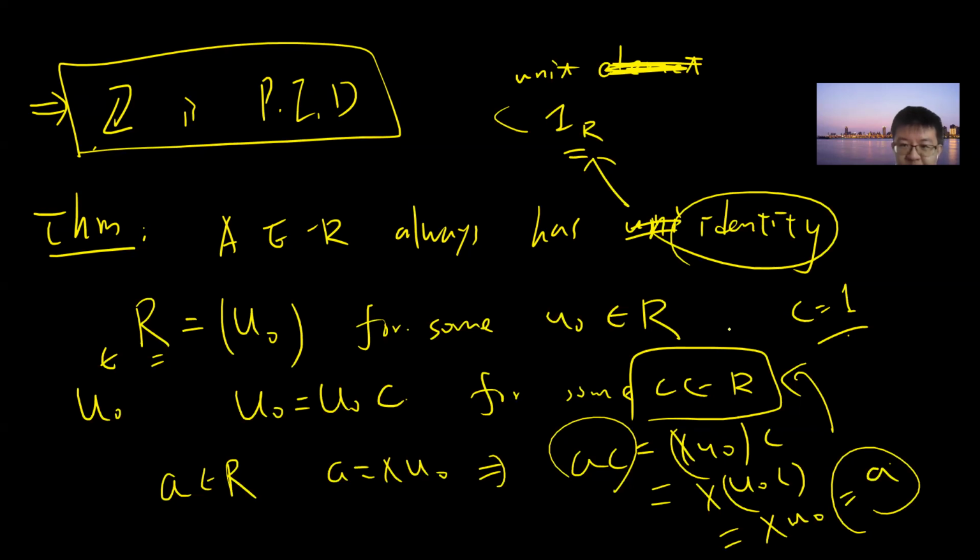So C should be viewed as an identity. Yeah, so I think I said U0 should be identity. This is wrong. So C should be identity.